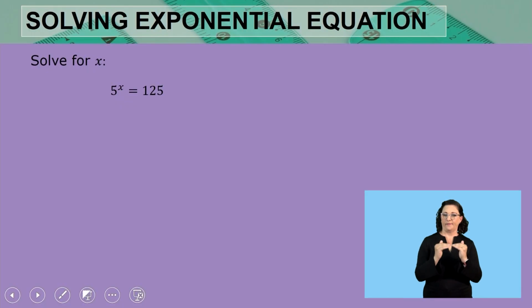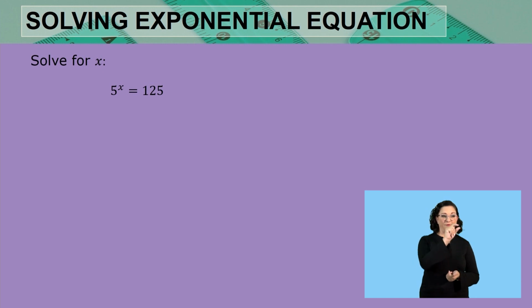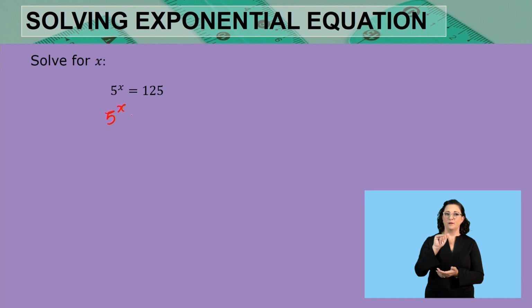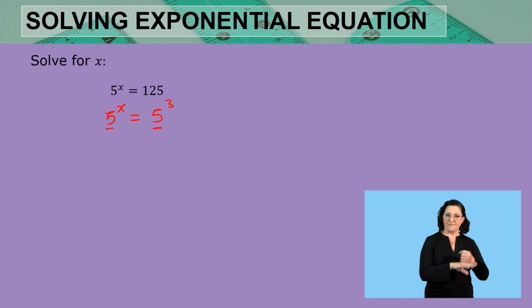Let's now go on to the next point of our concept map, and that is solving exponential equations. So let's look at how that works. We are going to solve for x there, and we have 5 exponent x is equal to 125. Now the first thing we need to do is to write them in exponential form. So 125 written in exponential form is just 5 exponent 3. Now when you look at these two powers, they are equal to each other. So if they are equal to each other and both of them have the same base, 5, then it means that the exponents are also equal.